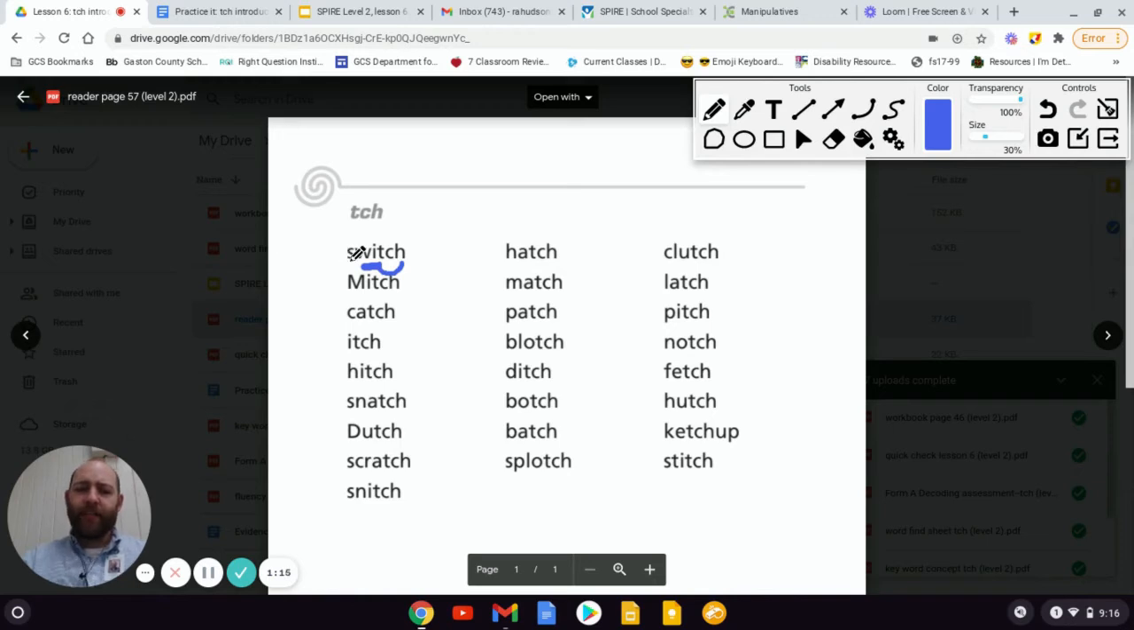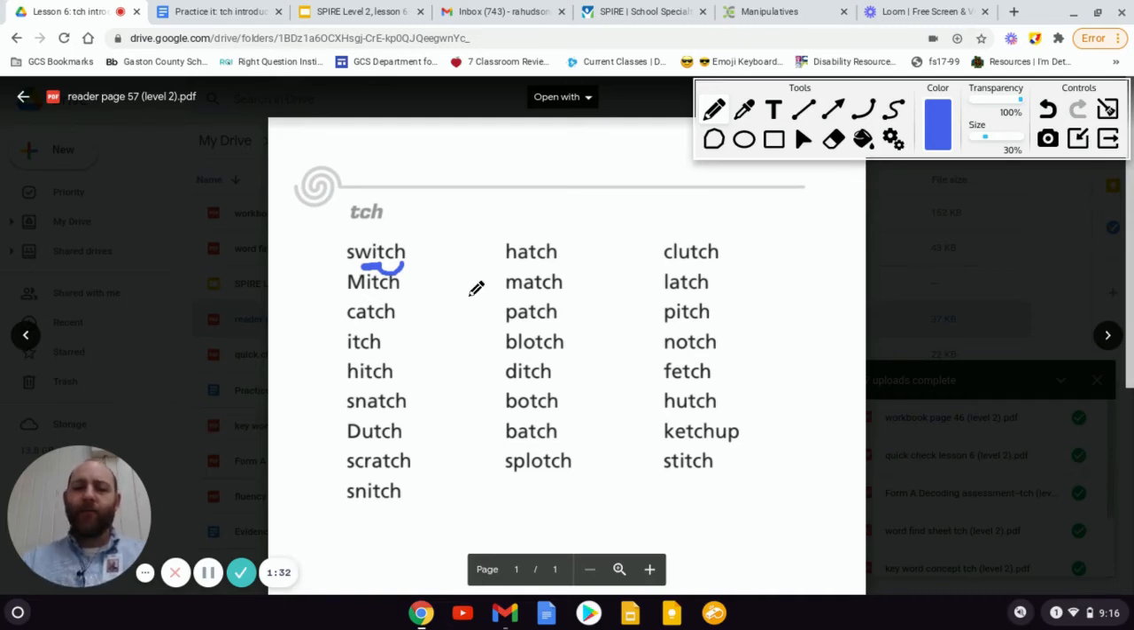All right, so this word right here is switch. Okay, like I'm going to switch the tracks. My son played a lot of Thomas the train track stuff when he was younger, so he can switch the tracks, so going from one track to another.